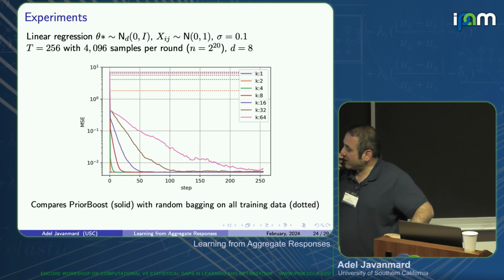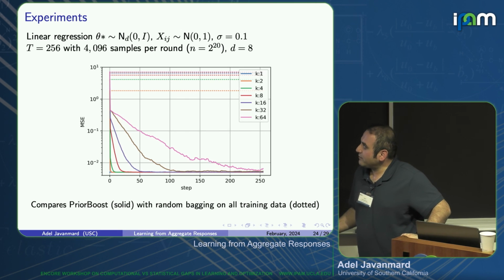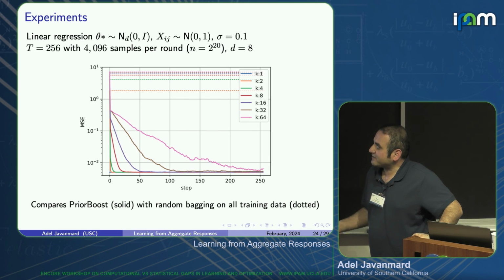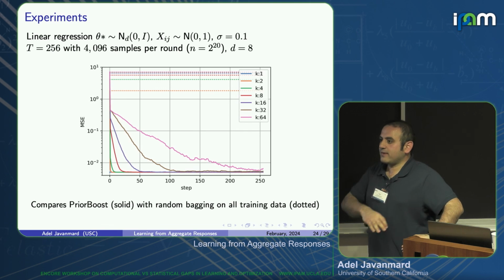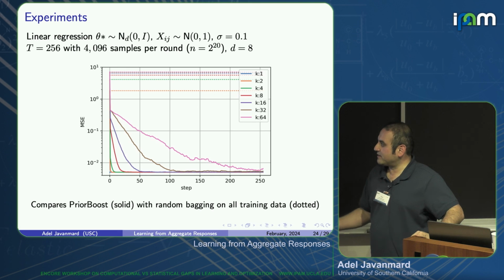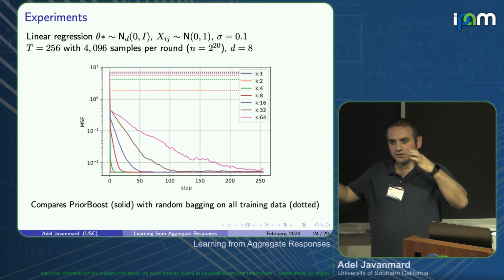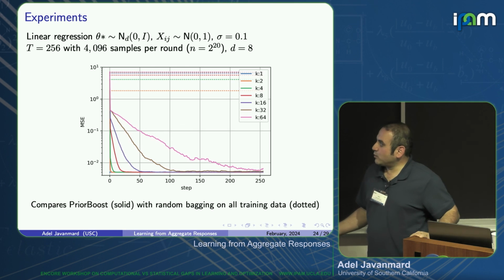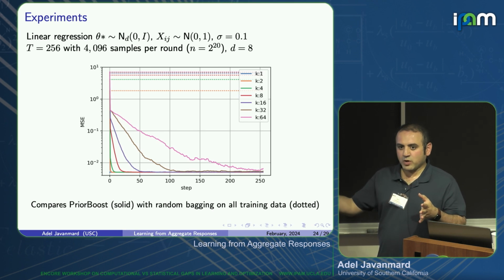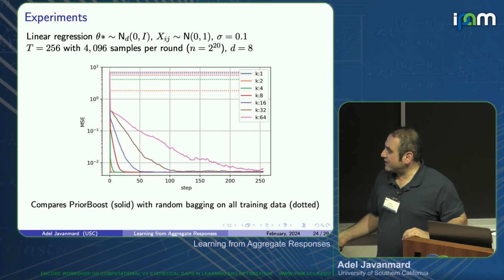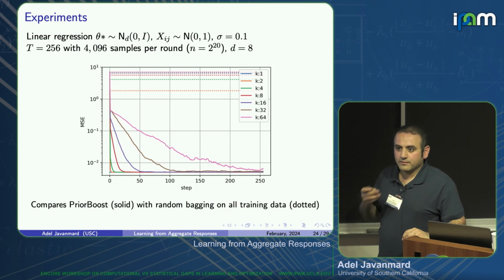So how does it work in the experiment? Here I'm using a linear regression task with different choices of k. The dots are if you do just random bagging on the entire data set, so it doesn't depend on these steps because you do it just once. And the solid one is if you do this prior boost. As you see, as the number of steps goes on, the MSE of the model starts to decrease. And of course, larger k is worse for your risk, but you are always much better than the random bagging.